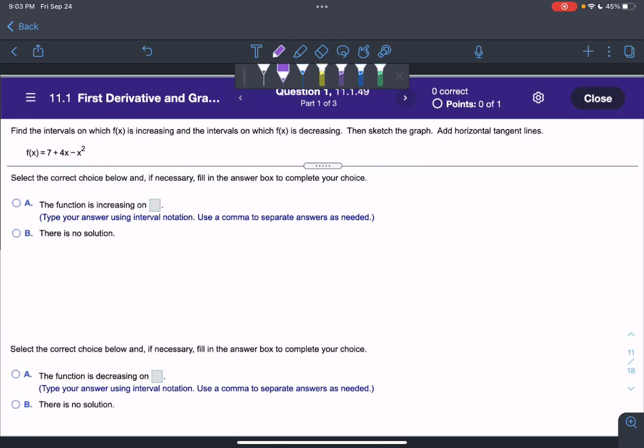So now we want to know where my function's increasing and decreasing, and then we also want horizontal tangent lines on the graph. All right, so again, we want to know where it's increasing, and we can find that out by taking the derivative. So let's take the first derivative, f prime of x. I'm just going to break it up by terms, because we have the addition and subtraction rule: the derivative of 7, minus d/dx of x squared.